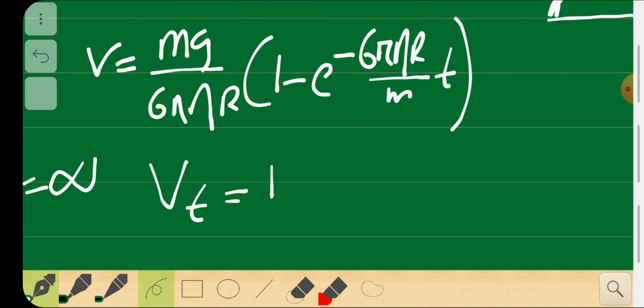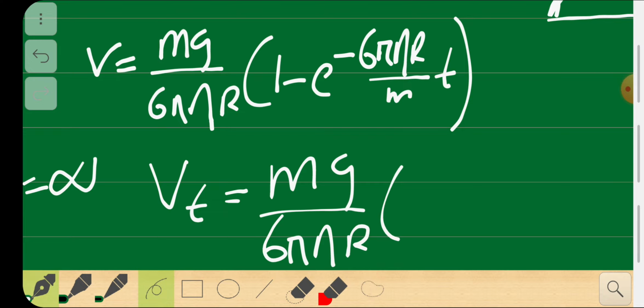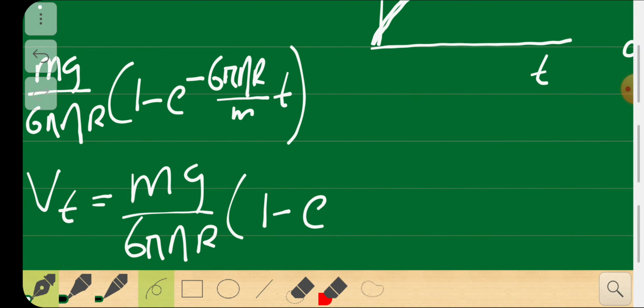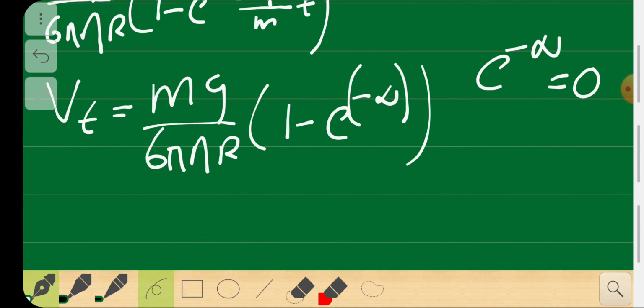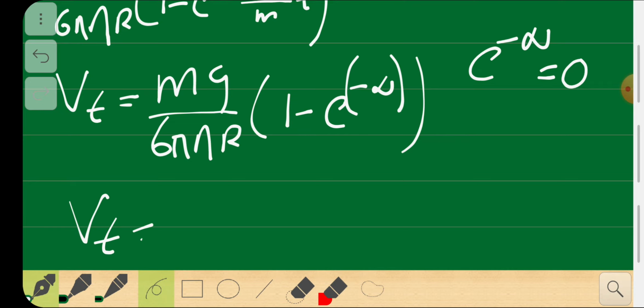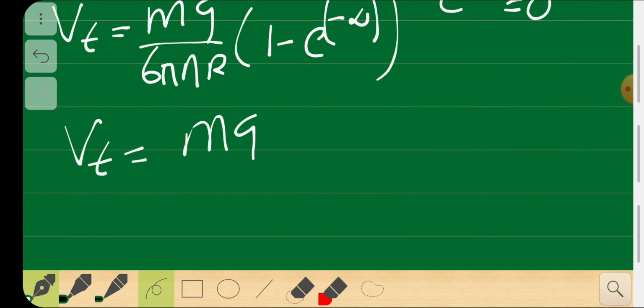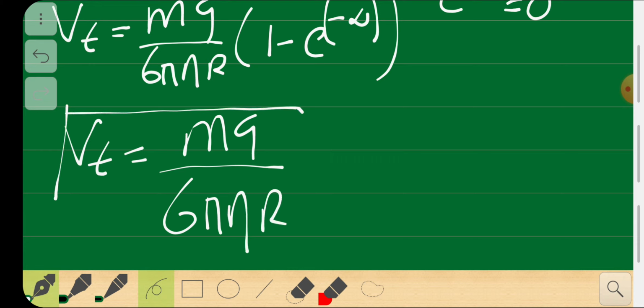So that must be equal to mg by 6 pi eta r times 1 minus e raised to minus infinity. What is e raised to minus infinity? It is just 0, so everything else vanishes. So you get vt, terminal velocity, equal to mg by 6 pi eta r. That's terminal velocity. Very easy, very elegant, and very useful.